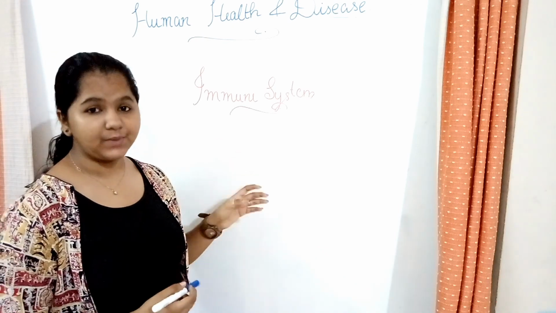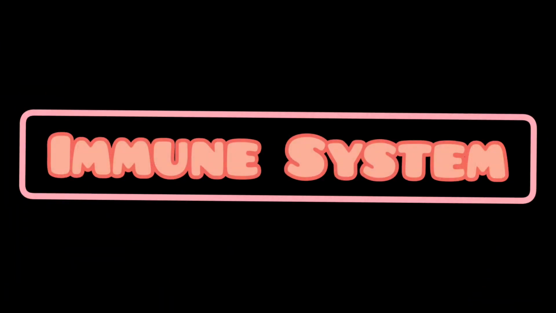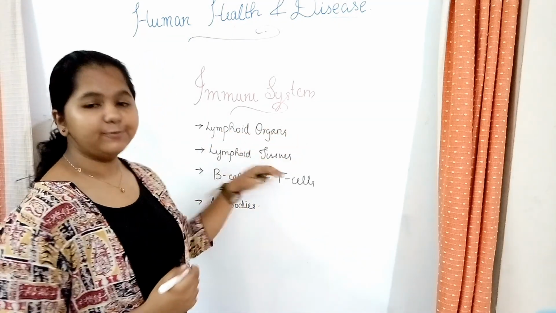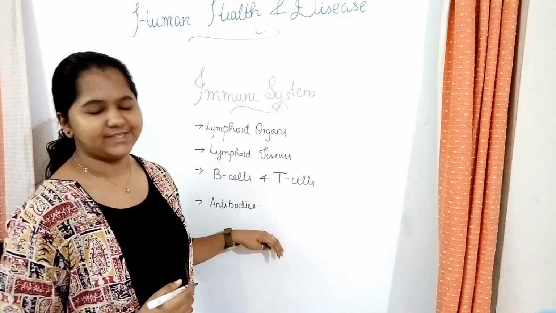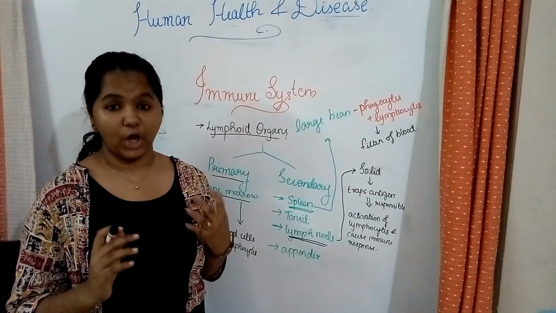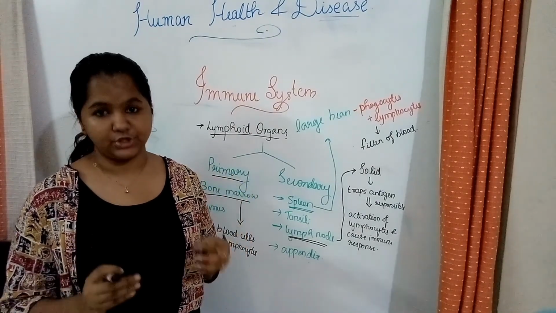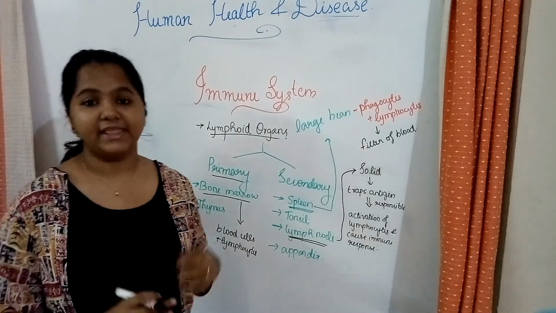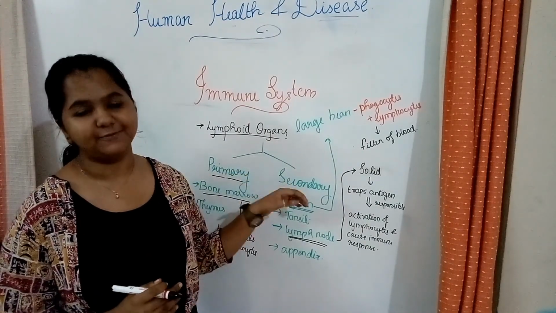Now, the first thing we have to discuss is the immune system. So, let's see what it is. The immune system consists of the lymphoid organs, the lymphoid tissues, the B cells and the T cells, and also the antibodies. So, let's learn about lymphoid organs. The organs where the origin, maturation and proliferation of lymphocytes take place are known as lymphoid organs. There are two types of lymphoid organs, that is primary lymphoid organs and secondary lymphoid organs.